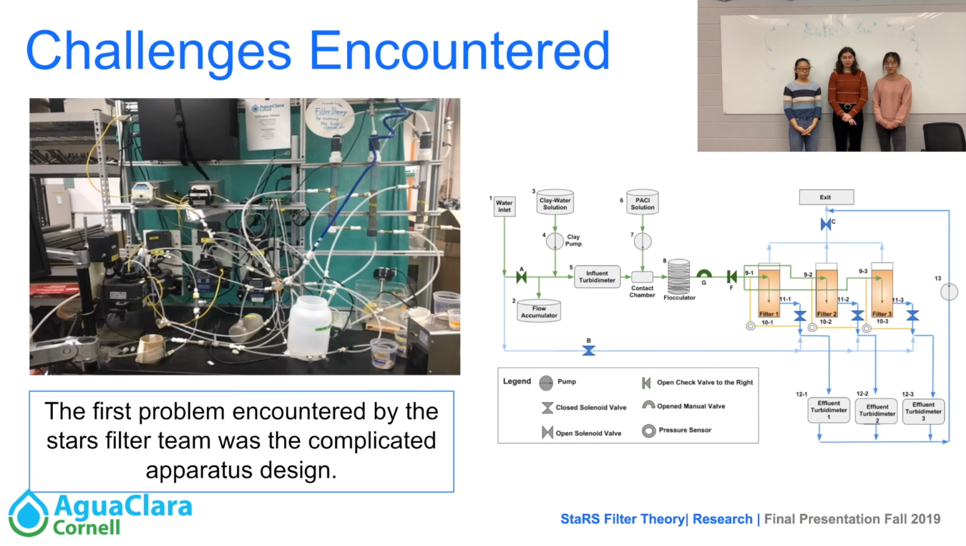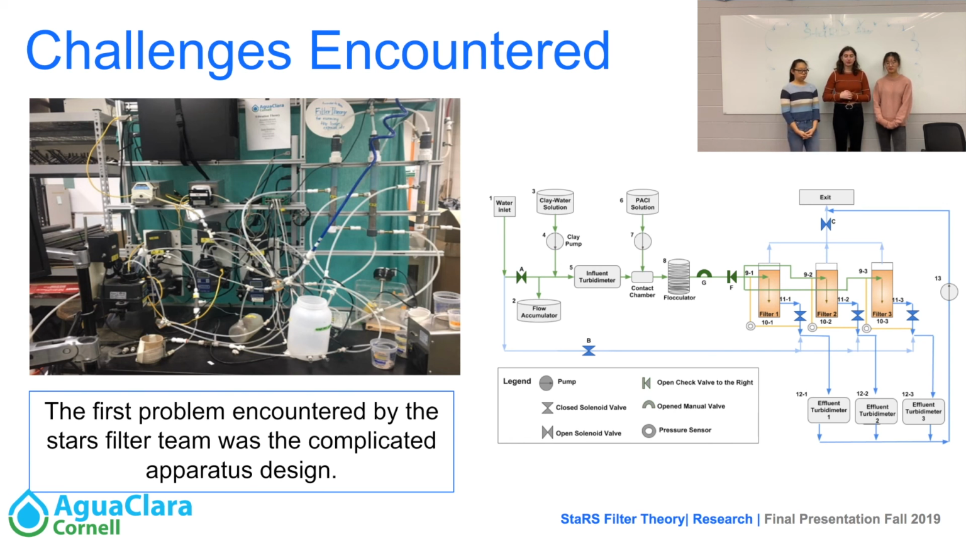So some of the first things that our team had to face, some of the challenges we encountered, came from the fact that we didn't totally understand the apparatus, as it's a pretty complex design, as you can see in the picture on the left. And we had to follow the pipes through to see where they were going, and so we messed with it for a little while, and then we eventually did get water to flow through it.